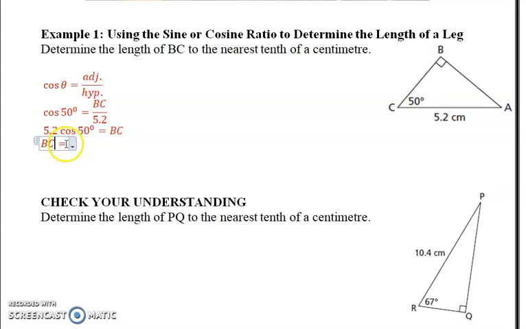BC is equal to, so on your calculator you're going to go literally 5.2. On mine, I don't have to hit multiply. As soon as I hit cos, it's going to multiply. It's going to open up a bracket, 50, close my bracket, hit enter, and I get 3.34249.